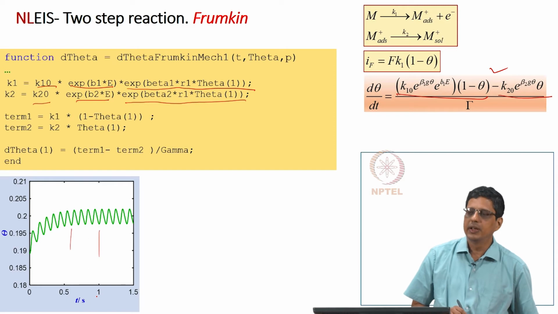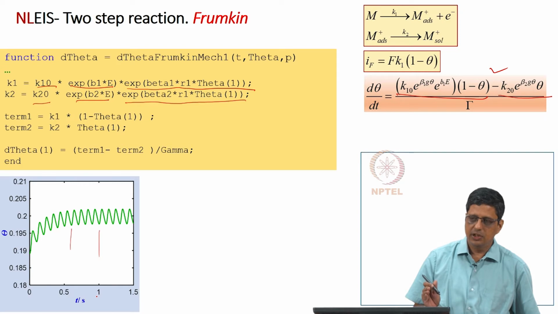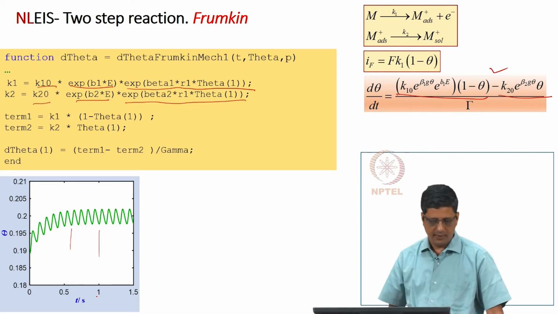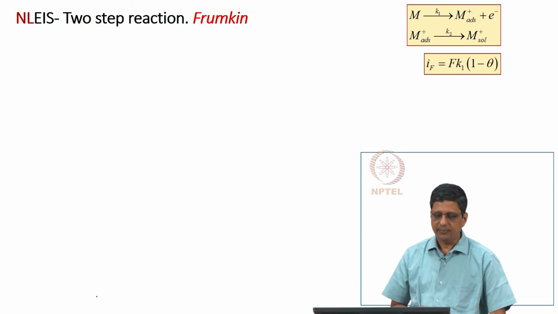Okay. So, we have seen this in Langmuir isotherm model, it is going to come in Frumkin, in Temkin, any of these adsorption isotherm models. We had to look at this, we had to ensure that steady periodic results come, and then we had to take the data.